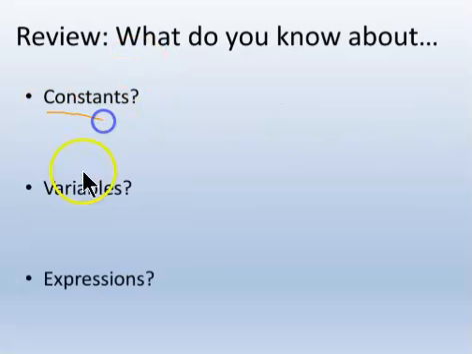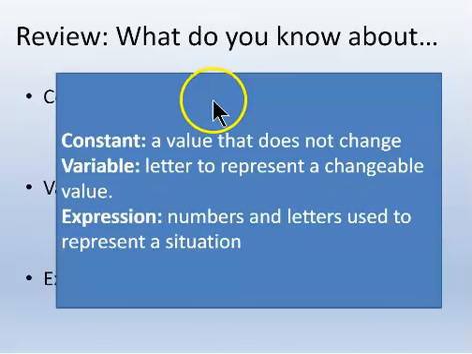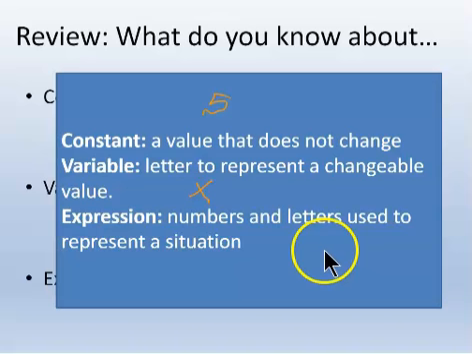Review. In your own words, put constants, variables, and expressions. Pause the video. We went over them in the previous video. I want to make sure they're still in your head. Give me an example if you don't know exactly what to say, and see if you can get it. Okay. A constant is something that doesn't change. 5, that's a constant. A variable is a letter that represents a changeable value. x is a variable. An expression is numbers and letters used together, so we have something like x plus 5. There you go. Let's hope you remembered it.